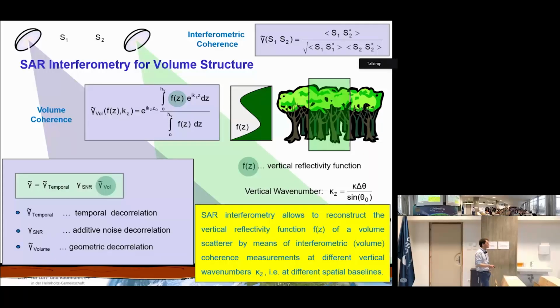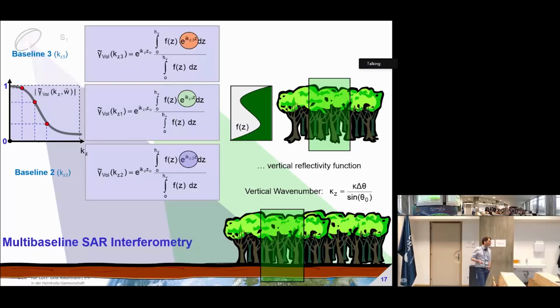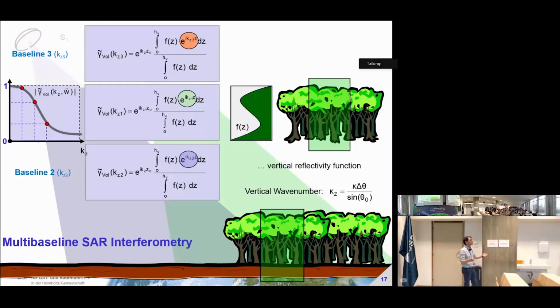Tomography is a way to estimate this vertical reflectivity function. You collect many measurements of coherences, you try to reconstruct this curve, and from this, with just a Fourier transform, you invert this equation and you get your reflectivities, with an error, of course. I will speak a bit more later about how to get reflectivity.